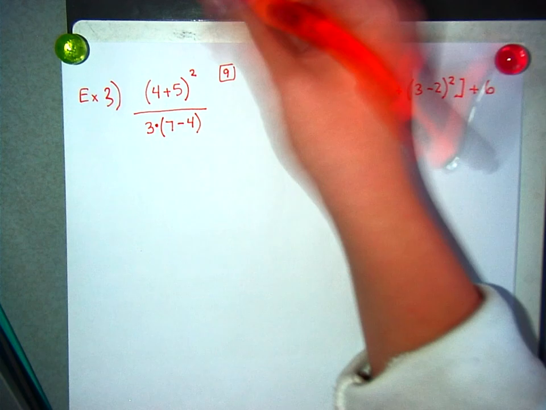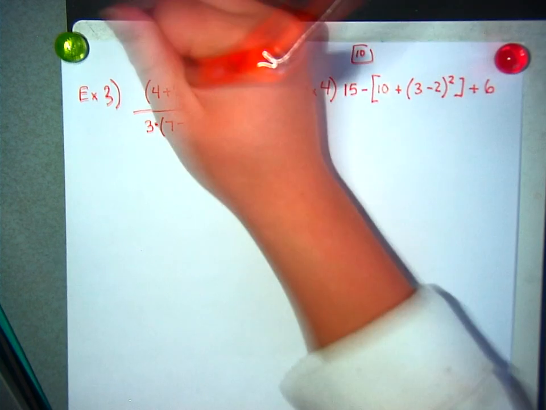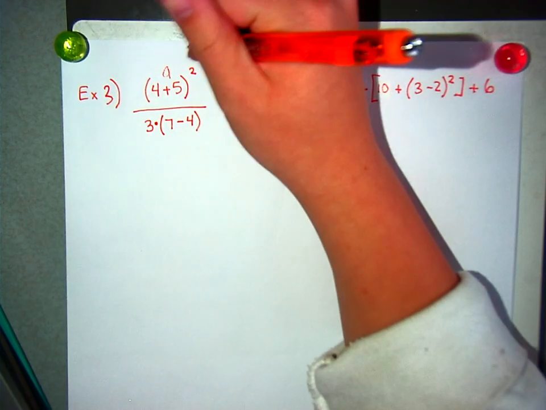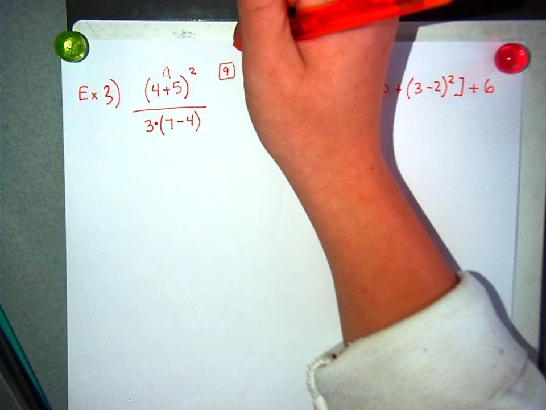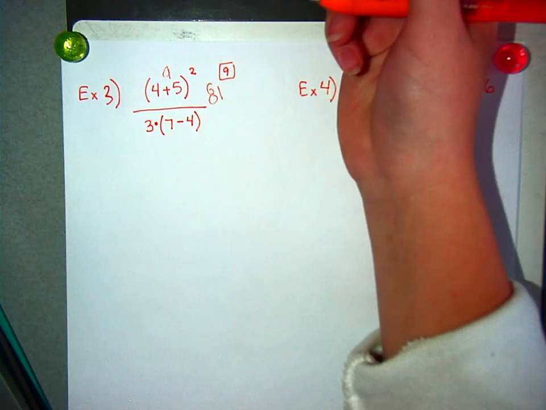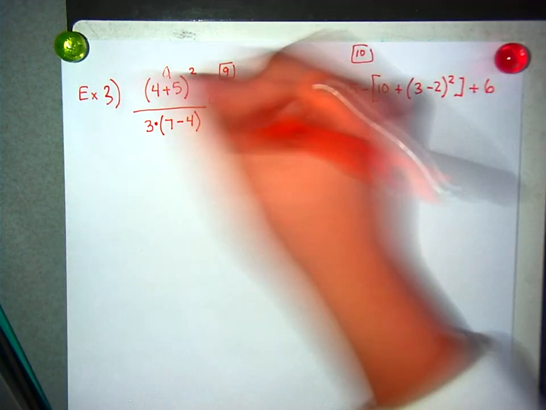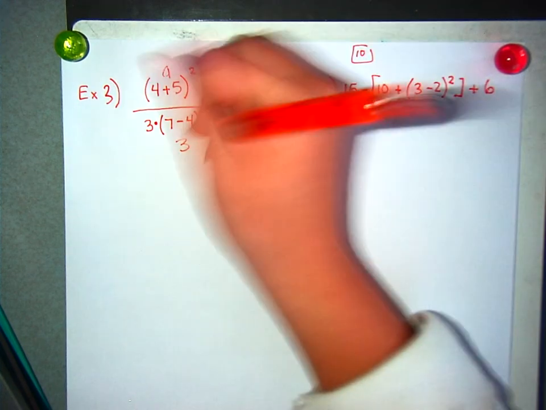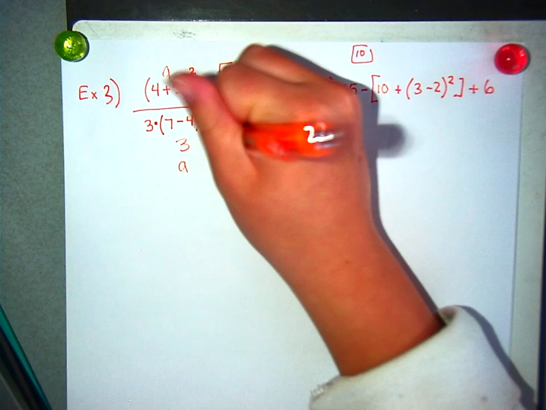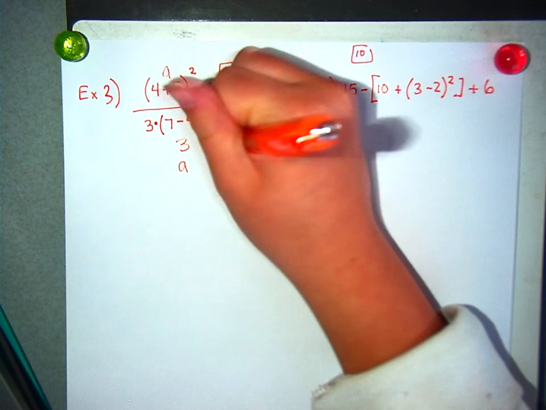Go for it, AJ. And then you do 4 plus 5, which is 9, and then you do 9 times 9, because it's squared, and then that's 81. And then you go to the bottom, and then you do 7 minus 4, which is 3. And then you do 3 times 3, which is 9. Then you do 81 divided by 9, which is 9.